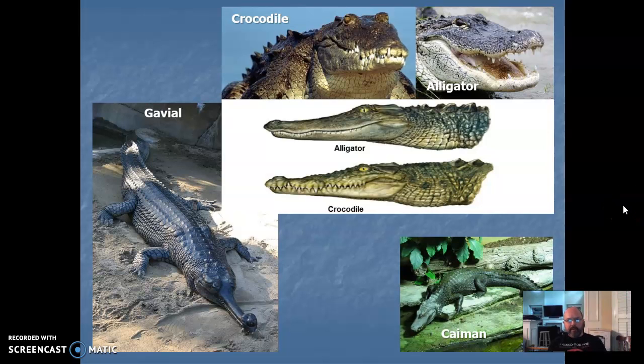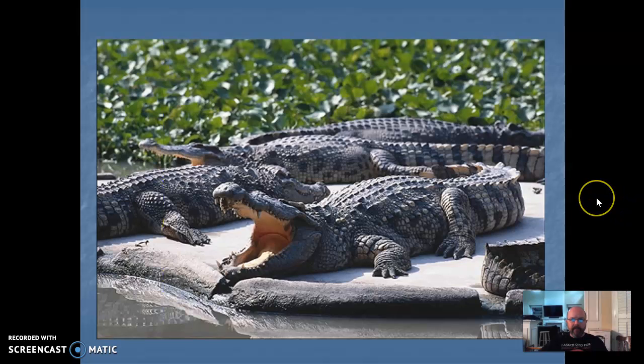So having all of these images here, you can compare all of the crocodilians. Take a look at this one. Can you determine if this is a crocodile or an alligator? So hopefully you were able to determine that this guy is a crocodile.